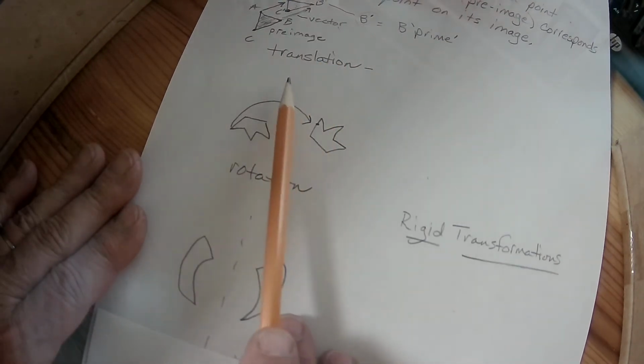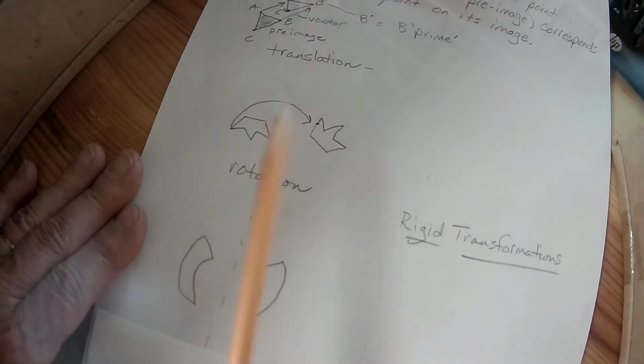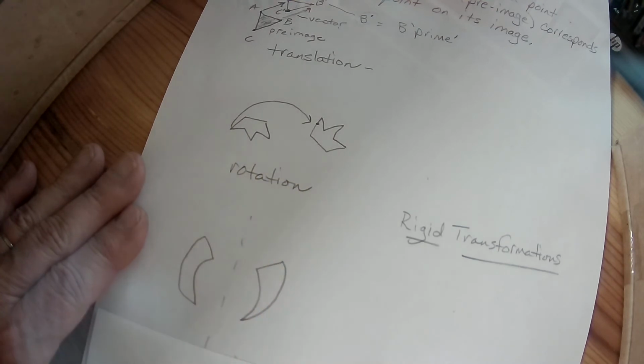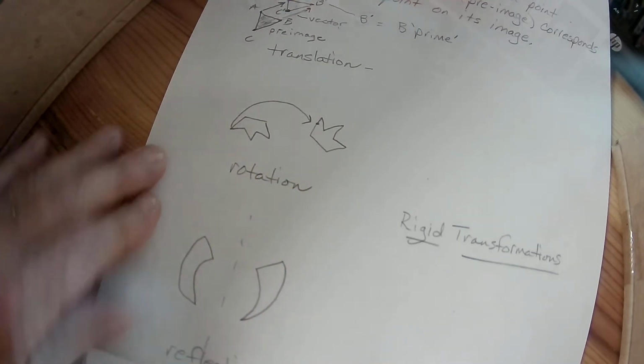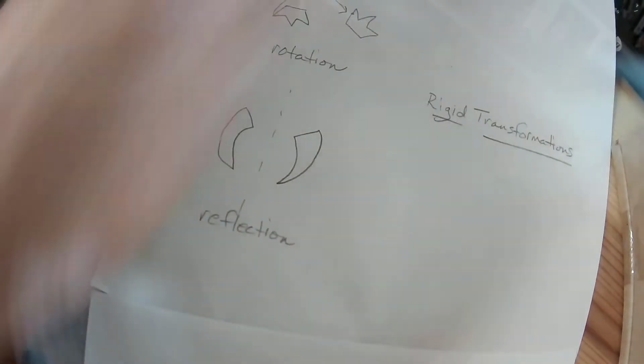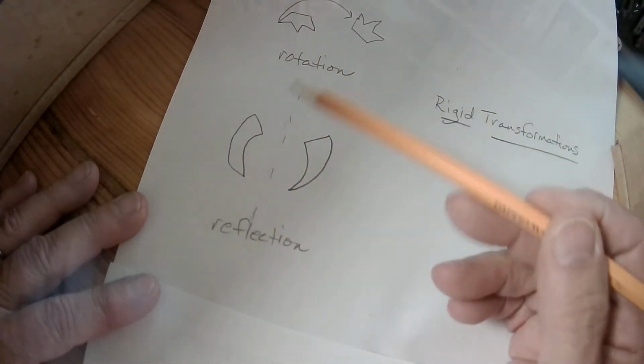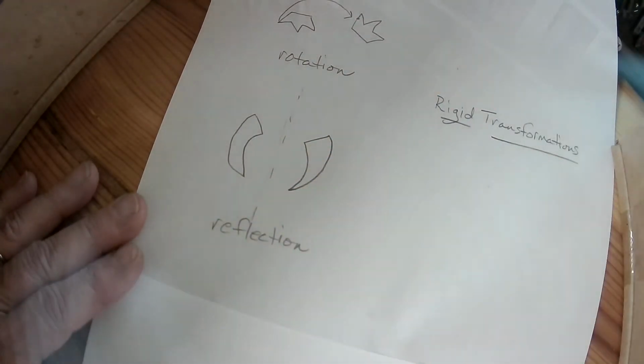So you can have a translation where we just slide it to a new position. You can have a rotation where you rotate it around a certain point. Or you can have a reflection where it's reflected over a certain line. In this case, that one right there.